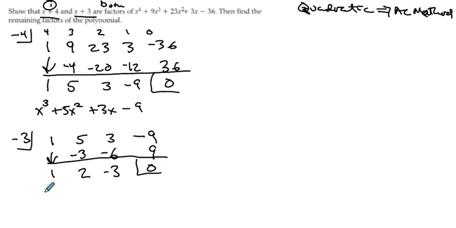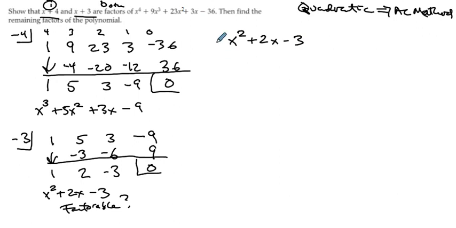All right, and so now what we have is x squared. My new depressed polynomial is x squared plus 2x minus 3. And so what we want to do is see, can this be factored? Is this factorable? And we are done doing synthetic division, right? So we're going to bring this up here.